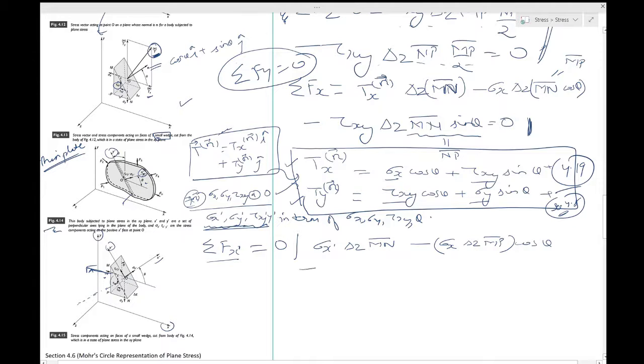Now let's look at the other term. I'll just cut this out, okay. Let's look at the other term, which is sigma y, tau xy.